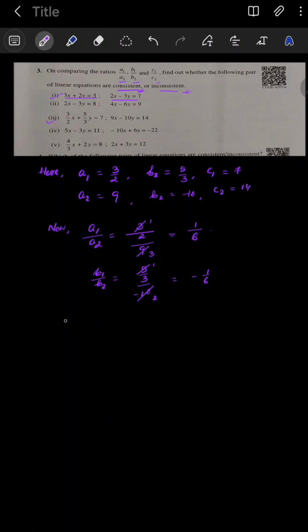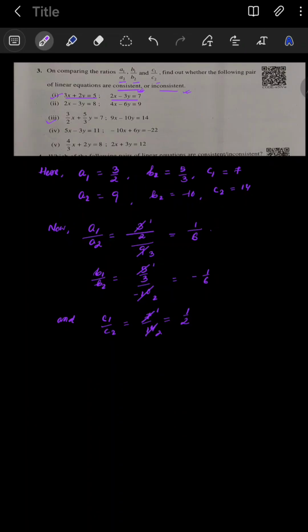Then the last ratio, the third ratio, is c1 by c2. The c1 value is 7 and the c2 value is 14. If we simplify further, 7 goes 1 time and 14 goes 2 times, so it is equal to 1 by 2.